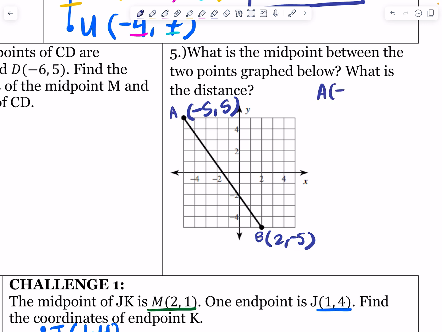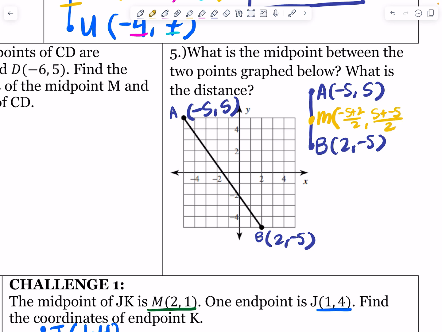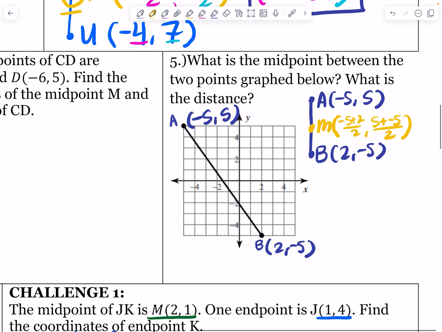A is going to be at negative 5, 5. B is going to be at 2, negative 5. And let's find the middle of that. So when I find my middle, I'm going to use my midpoint formula. That is going to be negative 5 plus 2 over 2. And then 5 plus negative 5 over 2. So what does that give me?